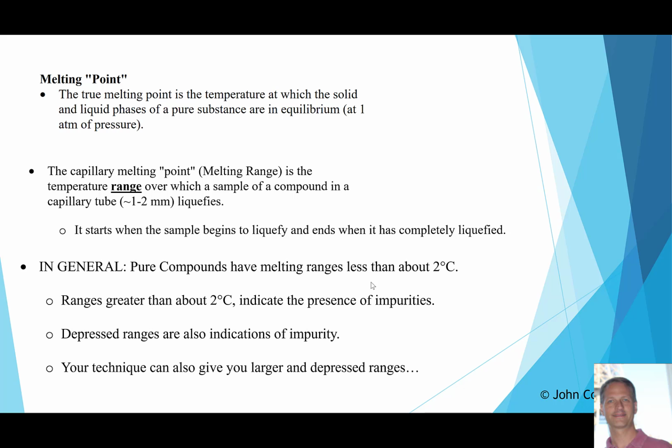Now, in general, pure compounds have melting point ranges of less than about 2 degrees Celsius. Ranges greater than 2 degrees Celsius indicate the presence of impurities. The other thing that happens is when we have impurities present, depressed ranges are going to be seen. So we're going to see two things with impurities: a lower melting point and a wider melting point range. Now, technique-wise, your technique can also give you larger and depressed ranges. So we'll have to practice this as a skill as we go through and learn how to take melting points.